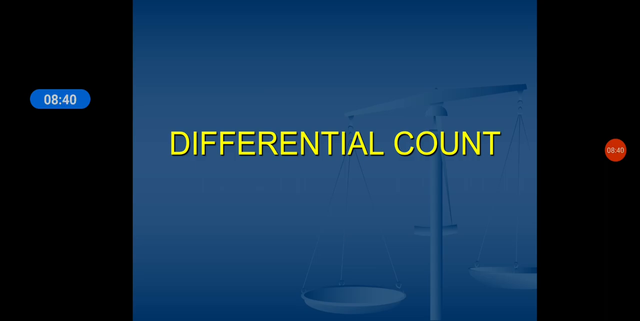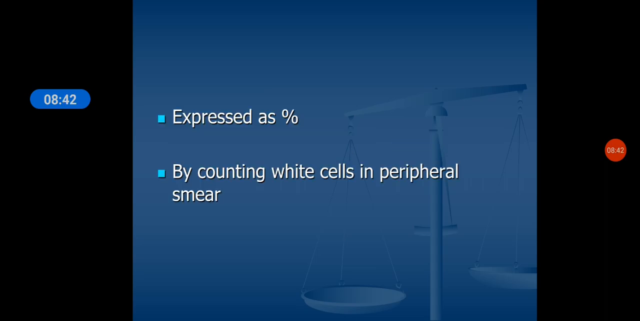Next, going to the differential count. Differential count is usually expressed in percentage. Basically you are counting the WBCs. Here we use a peripheral smear to do a differential count. Peripheral smear we'll take in detail in that class. You prepare a smear, that is you spread a peripheral smear and then stain it, and at the end you count the number of cells.